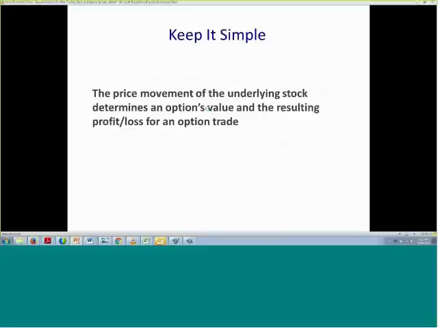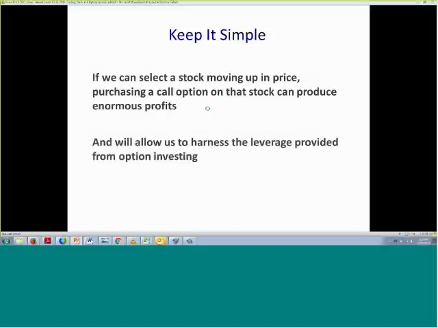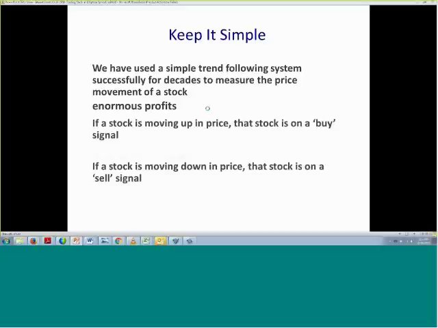So we don't get involved with all the Greeks and all those mathematical formulas that are out there for option trading. We simply follow the trend and we buy call options on stocks that are moving up and buy put options on stocks that are moving down. So if you can select a stock moving up in price using our directional trade selection process, if you purchase a call option on that stock moving up, that can produce profits as you harness the leverage that's provided by option investing. And we'll show you some examples of that.